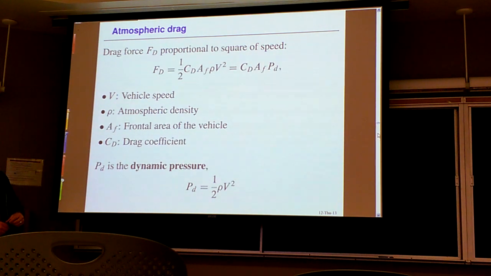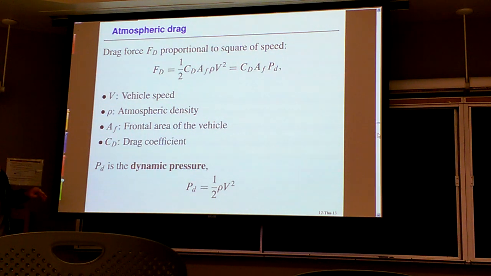So now, here's what air drag looks like, and you aero guys who are in the majority here have certainly seen this. We have a dimensionless coefficient, which is the drag coefficient. We have the frontal area, capital F. In other words, if you look at a rocket sideways, it's a long skinny thing, but if you look at it from the front, it's basically a circle with some lines for fins. That's the area we're looking at, the frontal area. And rho is the atmospheric density, which of course changes with altitude, and V is the vehicle speed.